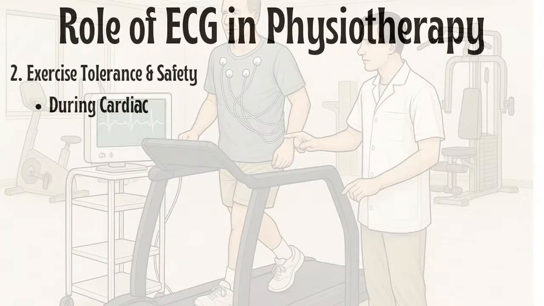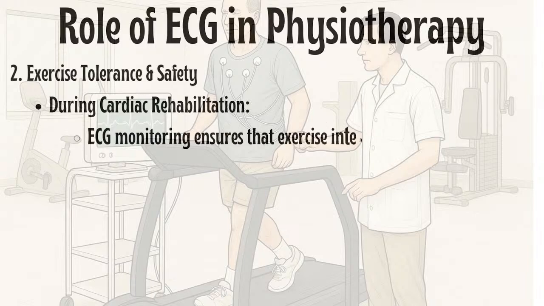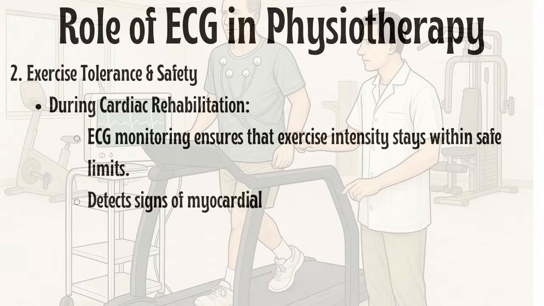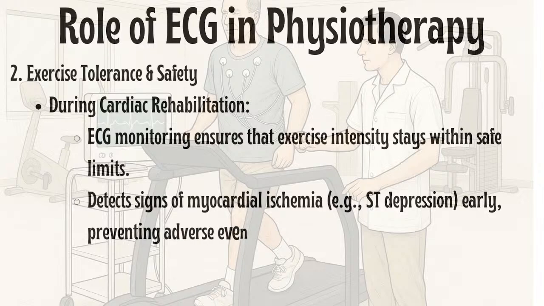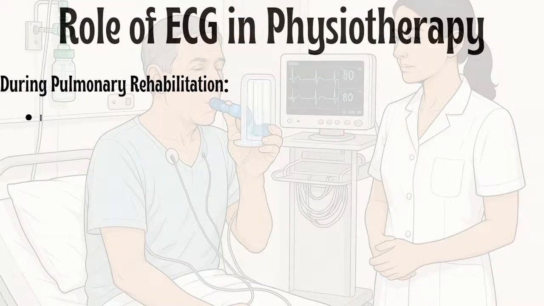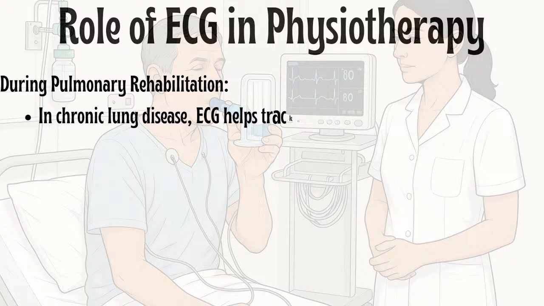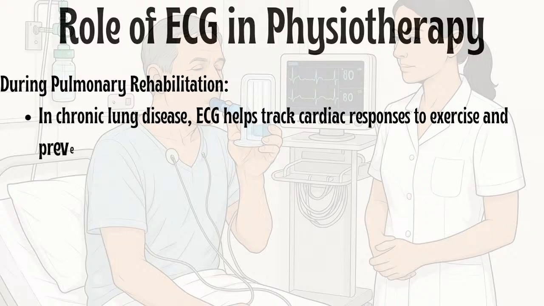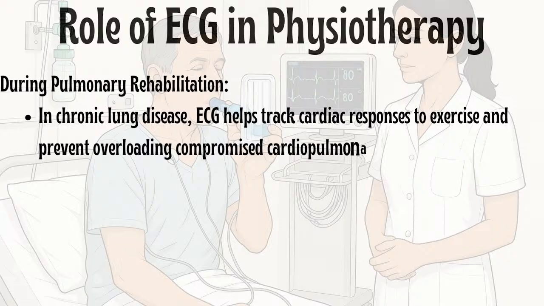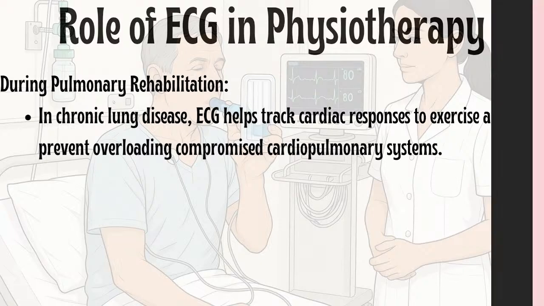In cardiac rehabilitation, ECG monitoring ensures the exercise intensity stays within safe limits. It detects signs of myocardial ischemia early, preventing adverse events. In pulmonary rehabilitation, ECG helps track cardiac responses to exercise and prevent overloading compromised cardiopulmonary systems.